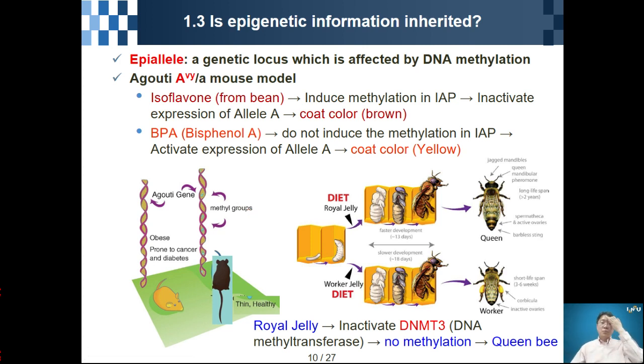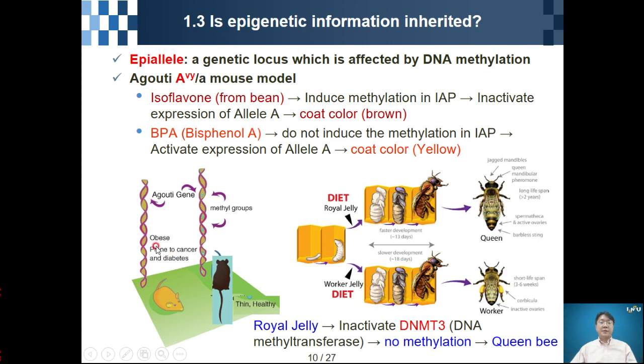But when BPA, bisphenol A, is given to these same mice, BPA does not induce methylation in the IAP. So in this case, it can activate the large A allele. So the coat color is yellow.